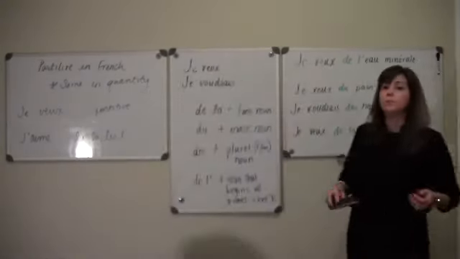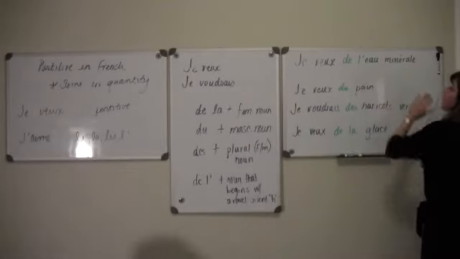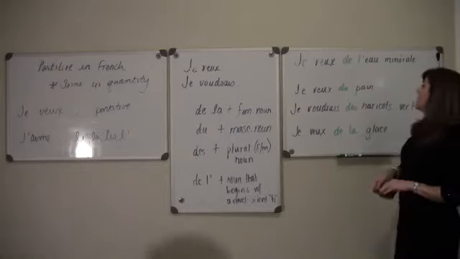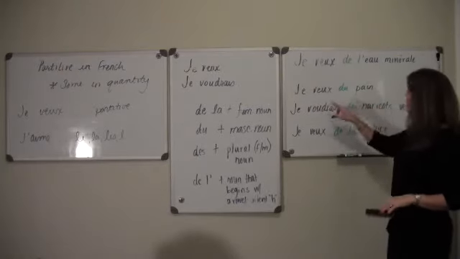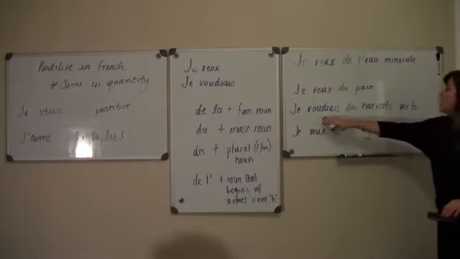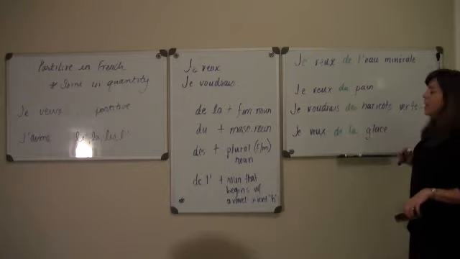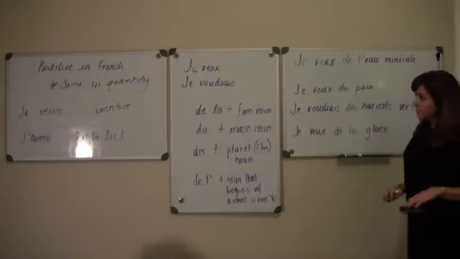So we have a few examples here on the board. Je veux de l'eau minérale. I want some mineral water. Je veux du pain. I want some bread. Je voudrais des haricots verts. I would like some green beans. Je veux de la glace. I want some ice cream.